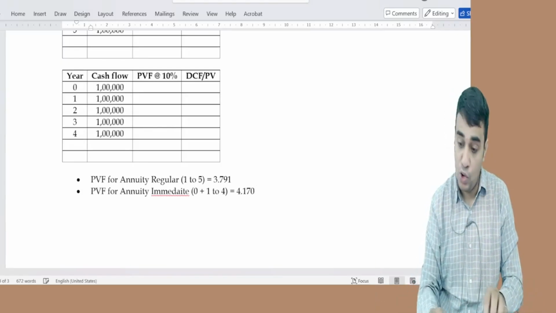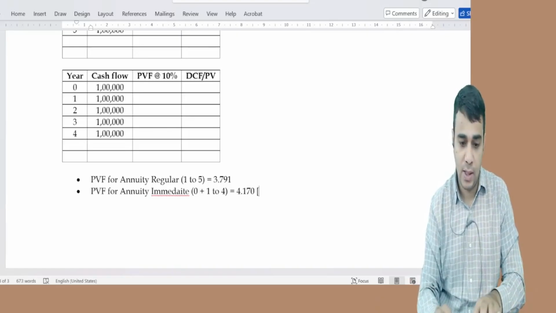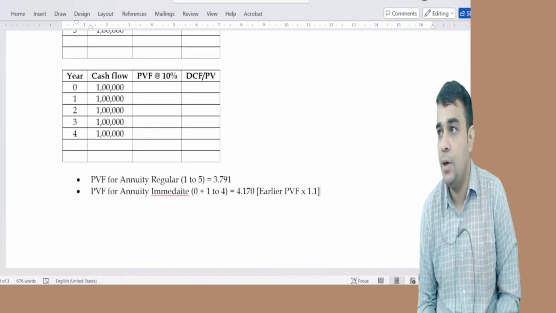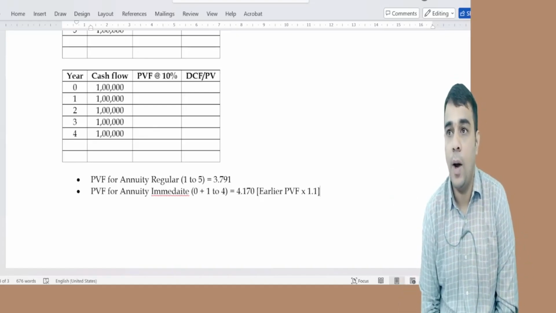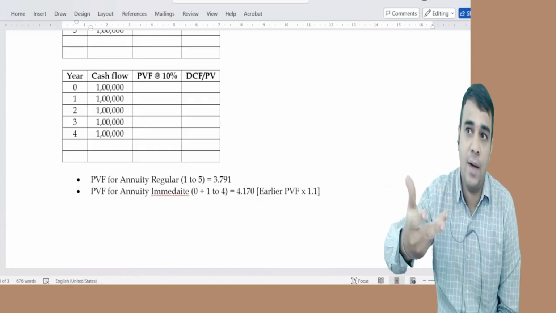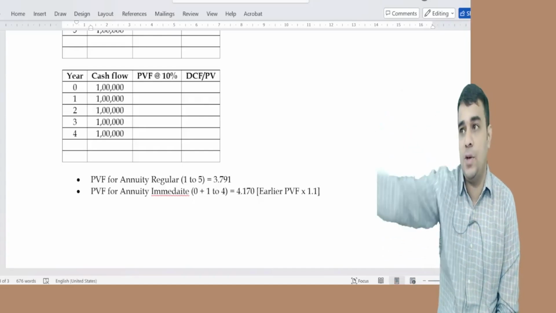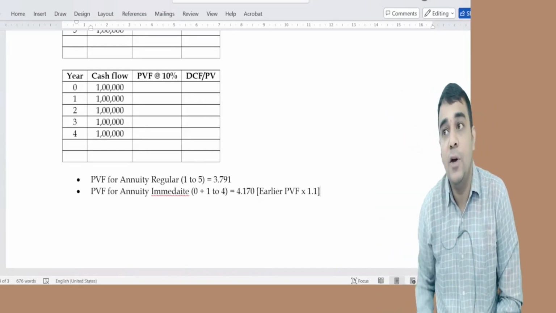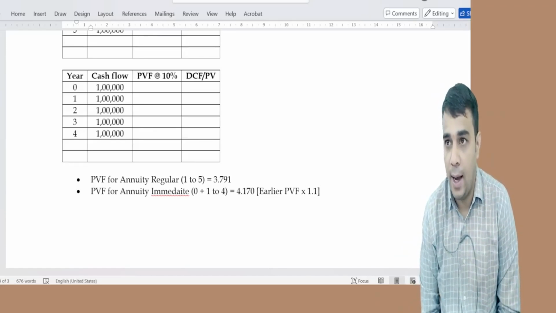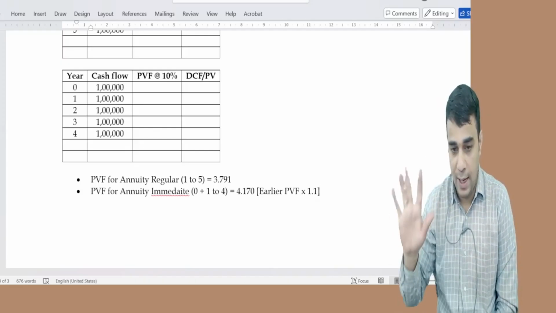This number will also match earlier PVF into 1.1, because the cash flow comes 1 year earlier. Extra value will come because when it's immediate, you will have a higher present value, and also a higher future value. I'll repeat again.